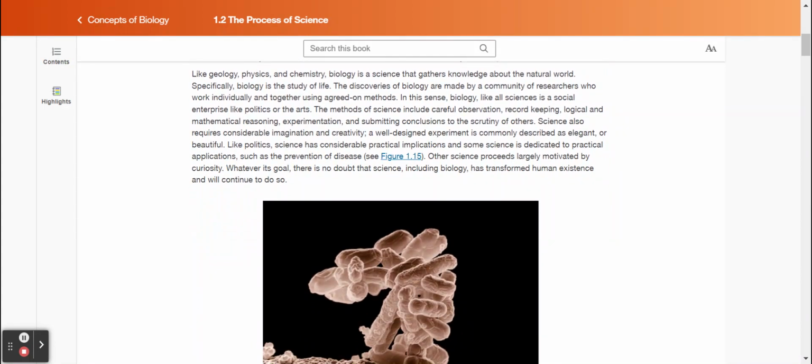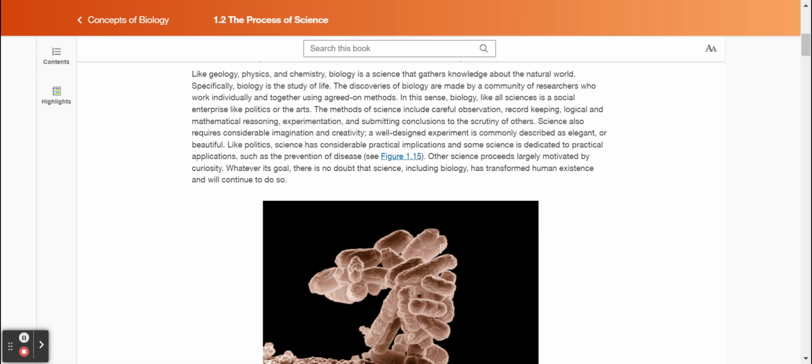Like geology, physics, and chemistry, biology is a science that gathers knowledge about the natural world. Specifically, biology is the study of life. The discoveries of biology are made by a community of researchers who work individually and together using agreed-on methods. In this sense, biology, like all sciences, is a social enterprise like politics or the arts.